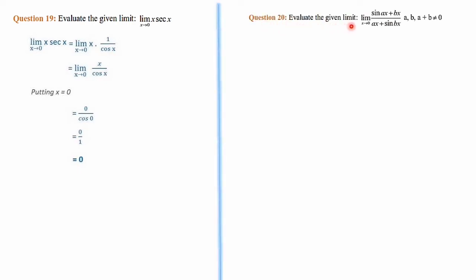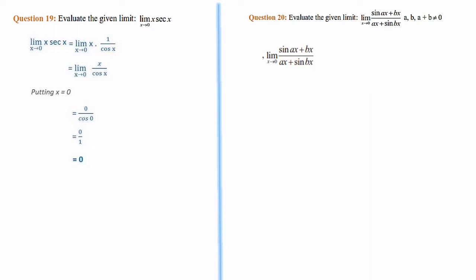Evaluate the given limit x tends to 0 of (sin ax + bx) by (ax + sin bx), where a, b and a + b not equal to 0. So let's write the question. Limit x tends to 0 of (sin ax + bx) by (ax + sin bx). Here sin ax alone we have no use, and here sin bx alone also no use.